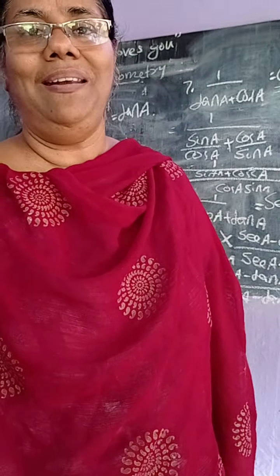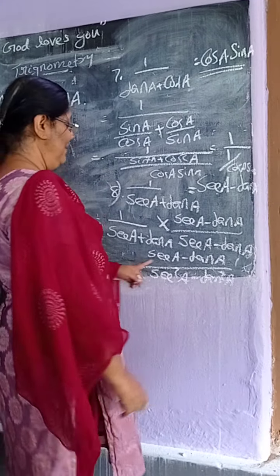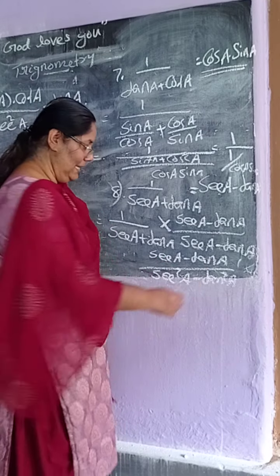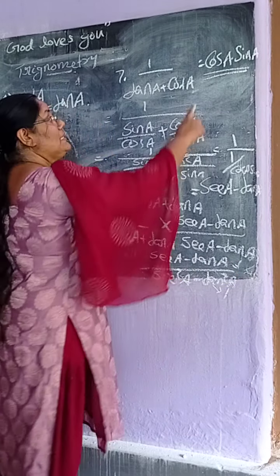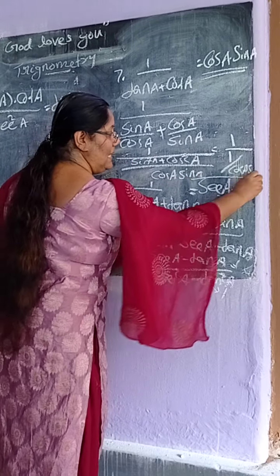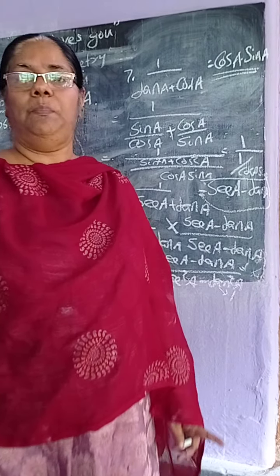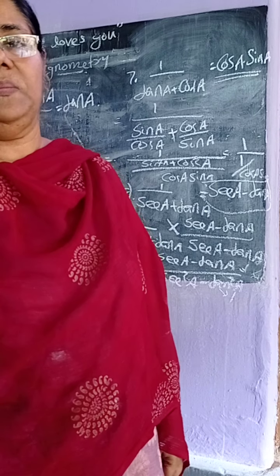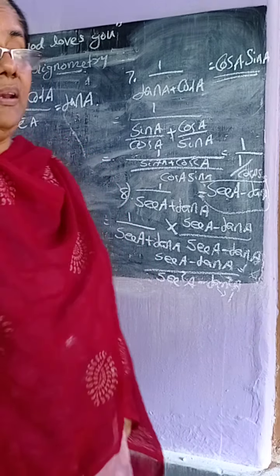The denominator changes to 1. Therefore, what is the RHS? Sec A minus tan A. Therefore, this value is equal to 1, so the answer is sec A minus tan A. Hence proved. Understand? Now, write one more question.